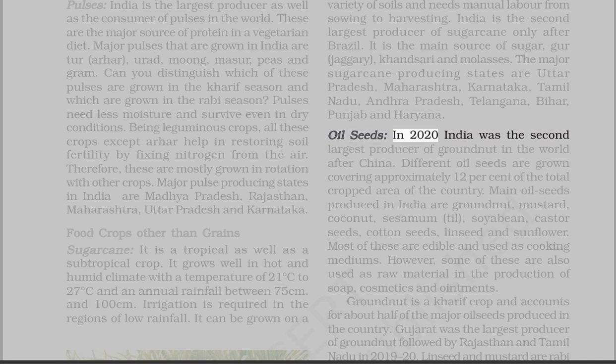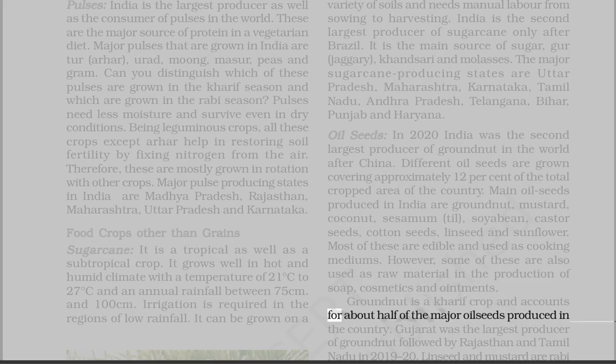Oil seeds. In 2020, India was the second largest producer of groundnut in the world after China. Different oil seeds are grown covering approximately 12% of the total crop area of the country. Main oil seeds produced in India are groundnut, mustard, coconut, sesamum, till, soybean, castor seeds, cotton seeds, linseed, and sunflower. Most of these are edible and used as cooking mediums. However, some of these are also used as raw material in the production of soap, cosmetics, and ointments.